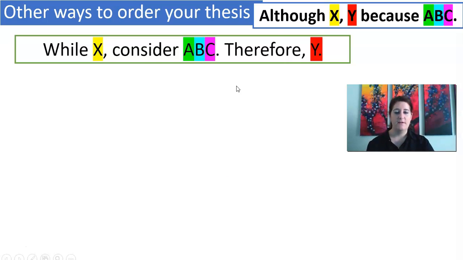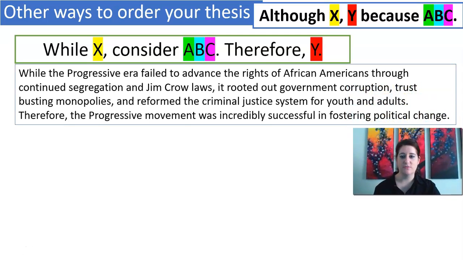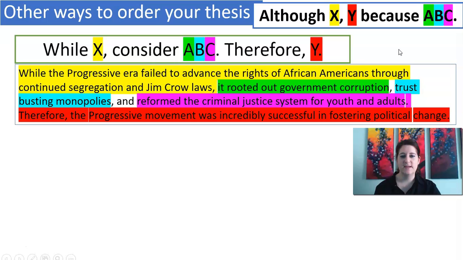So up above at the top is the main way, but you may also consider the one that I have in green. "While X, consider these three pieces of evidence, and therefore here's my main argument." So what I've done is I've just rearranged the same thesis. And here you can see how it's color-coded.